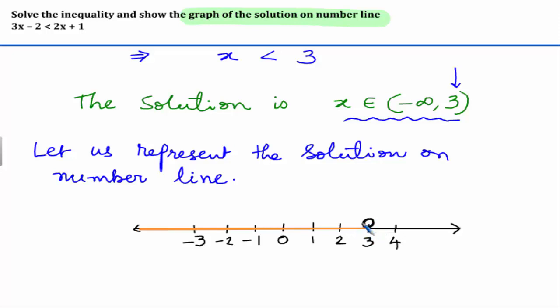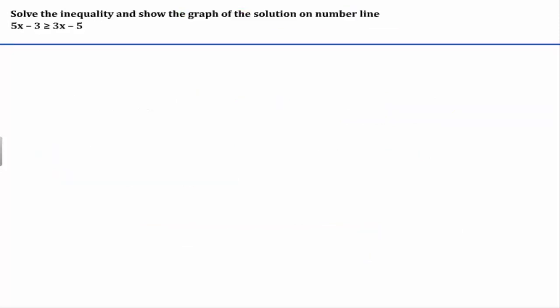This shows that all the solutions towards this side are the solutions of the given inequality, and this empty circle shows that the 3 is not a part of the solution. Let us solve this inequality, and we also show the solution on the number line.